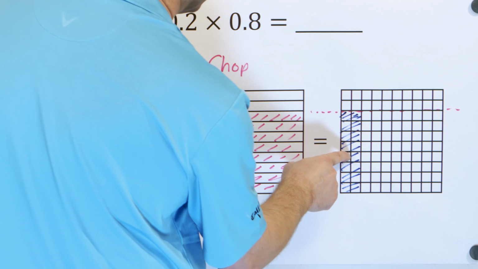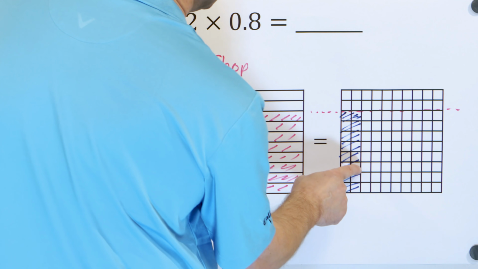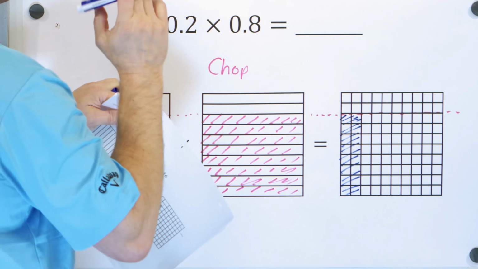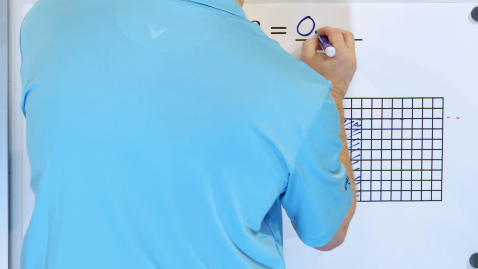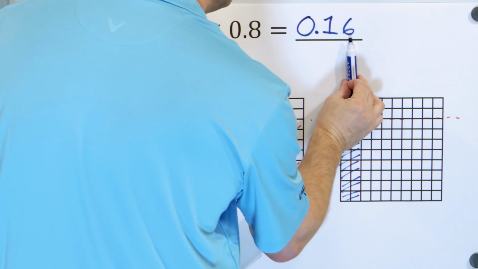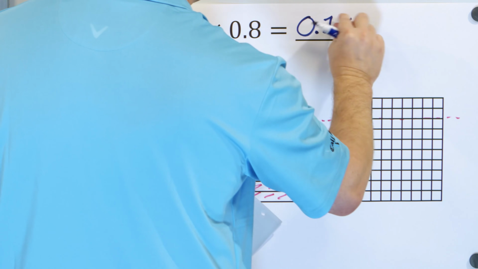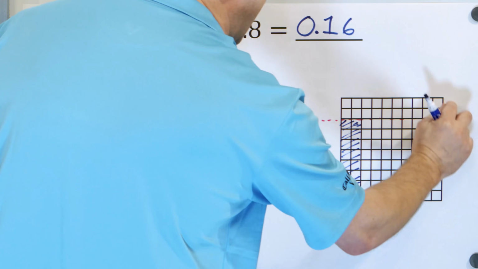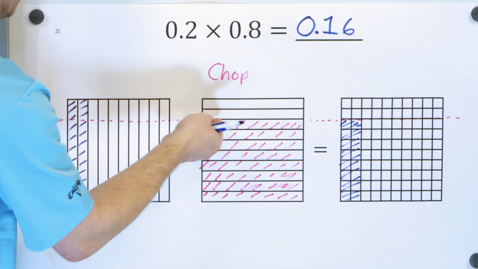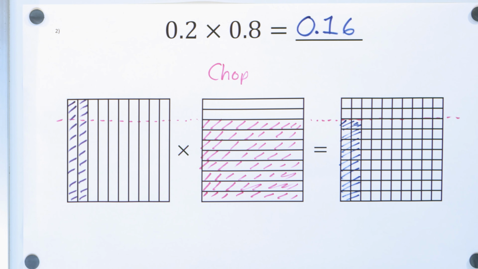1, 2, 3, 4, 5, 6, 7, 8, 9, 10, 11, 12, 13, 14, 15, 16 hundredths. 16 hundredths means 0.16. This is the tenths place. This is the hundredths place. So when you read it, it's 16 hundredths. 16 squares out of 100 is how much I keep whenever I start with this much and I chop it by this much. All right?